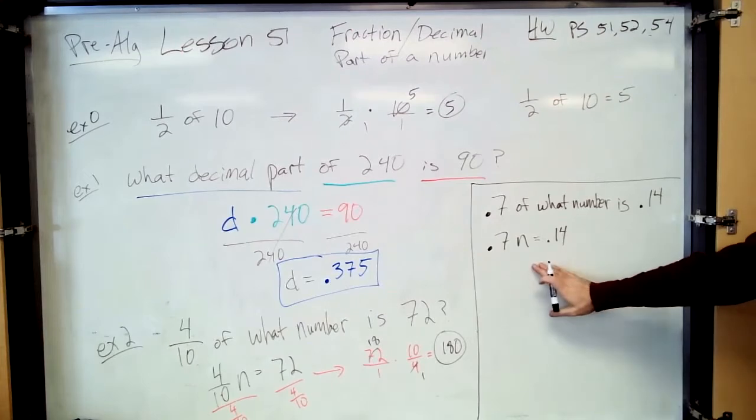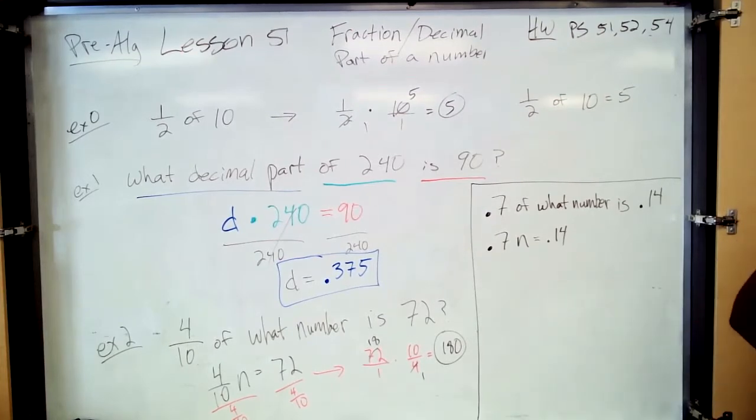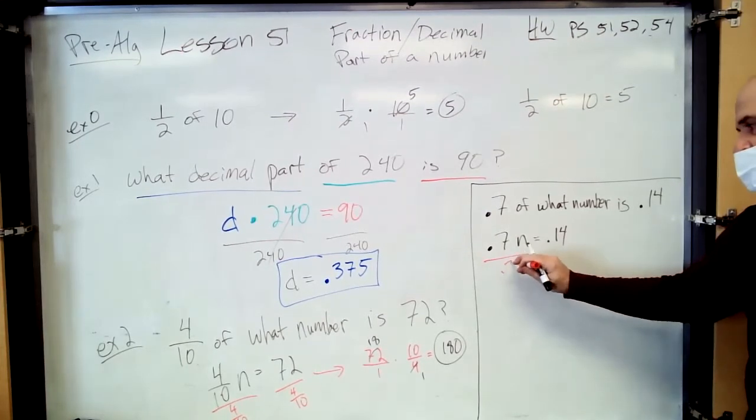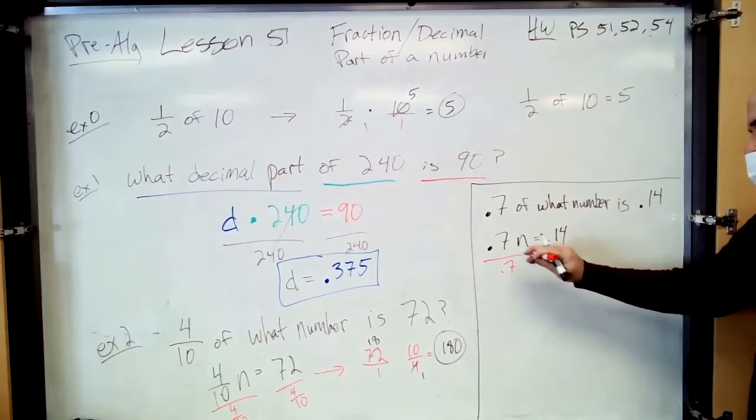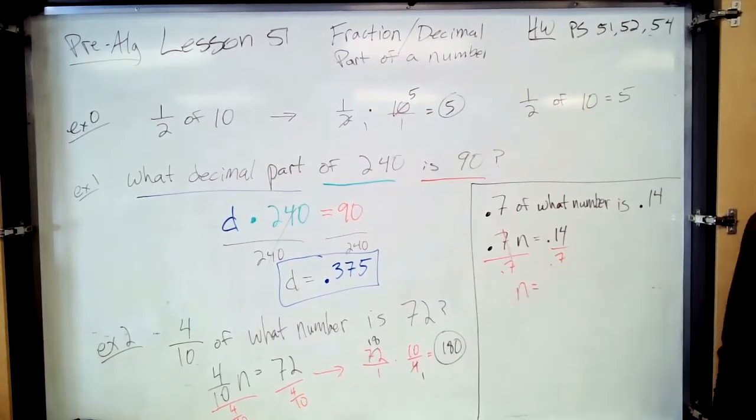So how do you get n by itself? You divide by 0.7. N equals 0.2. I told you guys.